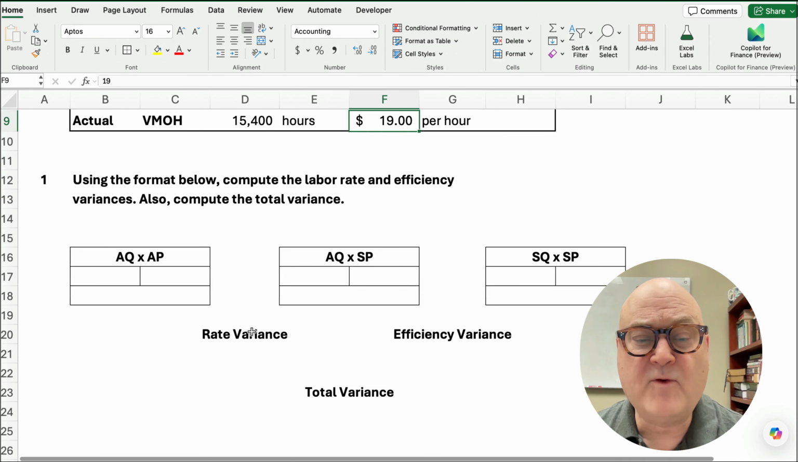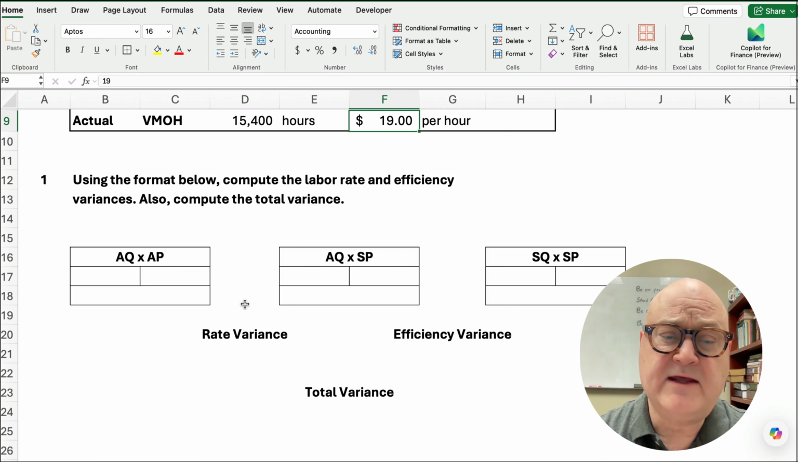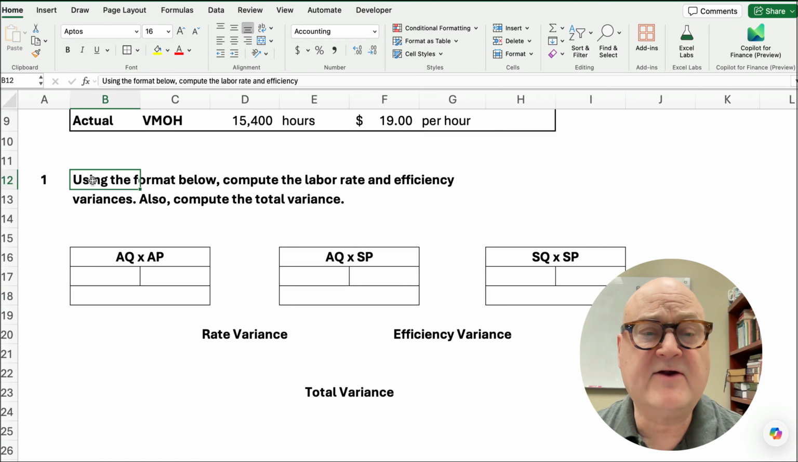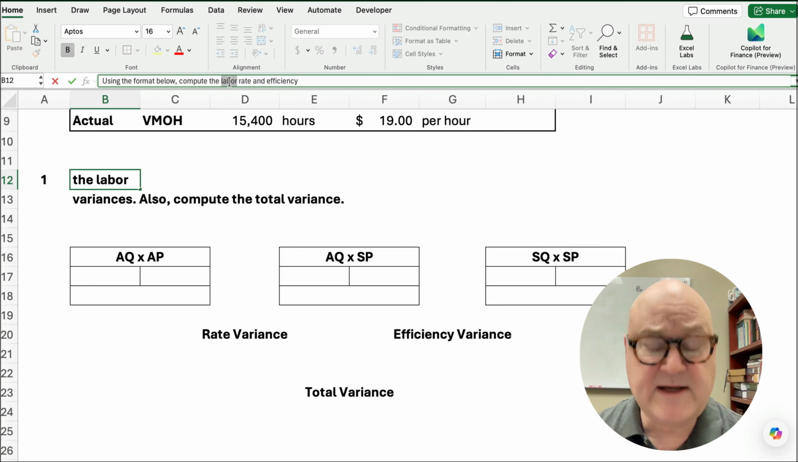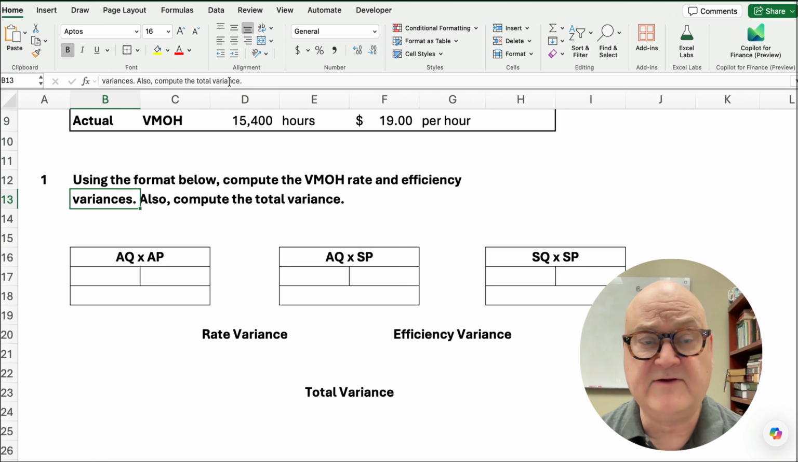All right, so our format that we're using, there's two different ways to do this type of problem. We need to figure out the rate variance and the efficiency variance. Now here, this says labor rate, so this is going to be the variable MOH rate and efficiency variances. Also compute the total variable MOH rate variance here.